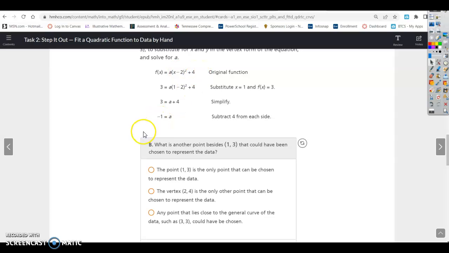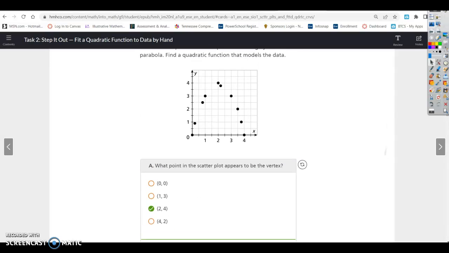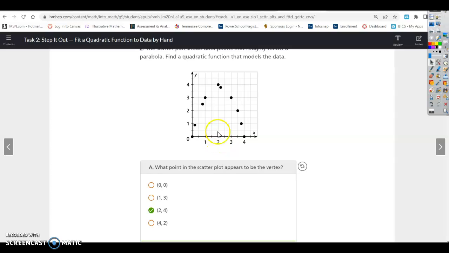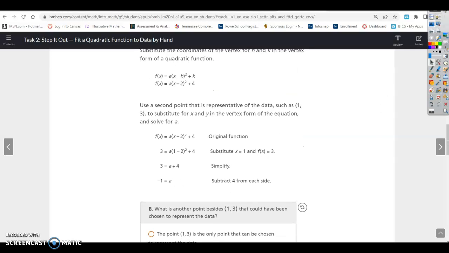So all we'd have to do is take this number, substitute it in for a, and this would be vertex form. All right, so it says, what is another point besides (1, 3) that could have been chosen to represent the data? So (1, 3), (2, 4), or (3, 3). So if we look, (2, 4) is the vertex, so we can't use it. We used (1, 3), but we also could have used (3, 3), because that's another point that would have worked.